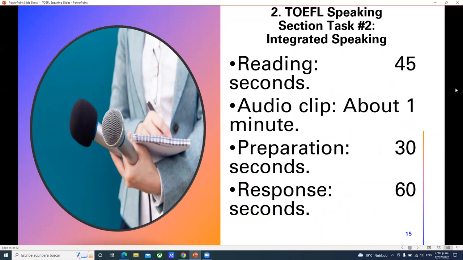You're going to have 45 seconds to read the reading passage, and after you have read it, the conversation is immediately going to pop up on your screen, and you're going to have 1 minute to listen to it. After that, you're going to have 30 seconds of preparation, that is to say, to prepare your response with all the notes you have taken, and also 60 seconds to deliver your response. Those are the timings.